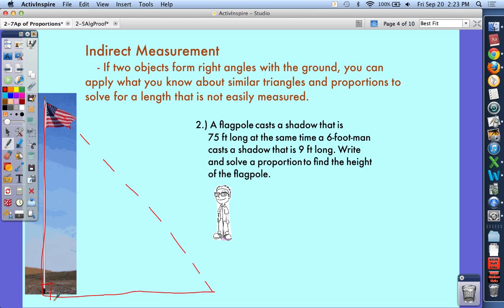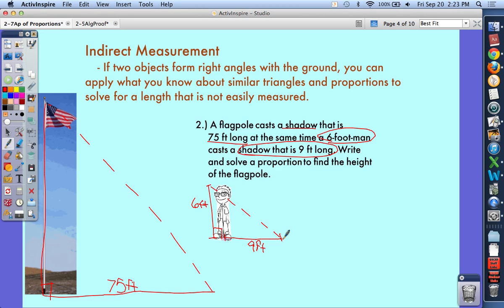A flagpole casts a shadow that is 75 feet long. So the shadow is 75 feet long. Label that shadow down here on the bottom. At the same time, a 6-foot man casts a shadow that is 9 feet long. So his shadow is 9 feet, and he's a 6-foot man. Let's label this guy right here. You can draw a little picture on your notes. It'll help you visualize it. Same with this, the idea of having a right triangle.